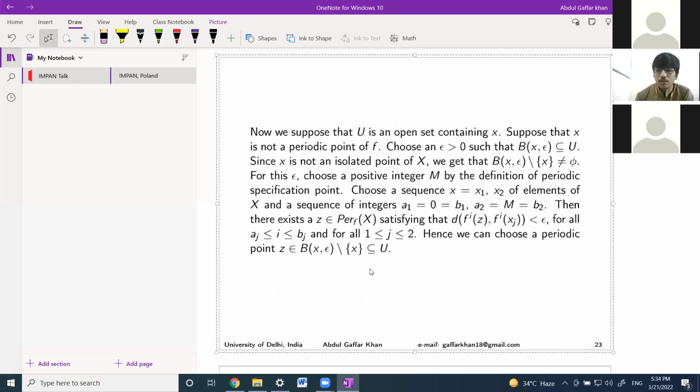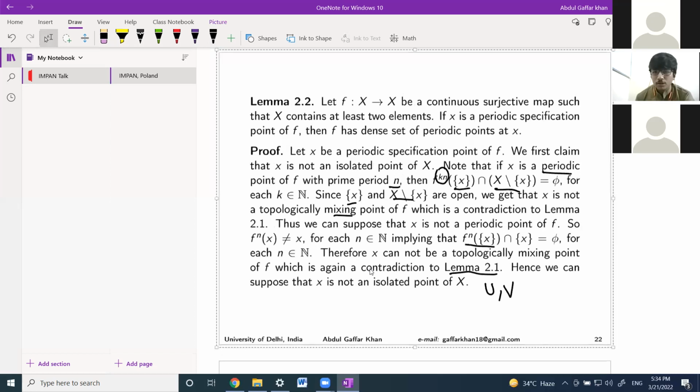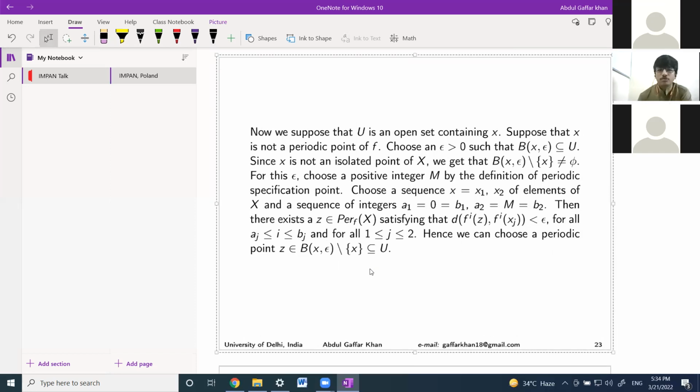So now we suppose that U is an open set containing x. So suppose that x is not a periodic point, because we have observed in the previous case that x is a periodic point, and that x is not an isolated point has been established. So further we assume that U is an open set which contains x, and suppose that x is not a periodic point of f. Now we are further assuming that x is not a periodic point, and we'll consider the case where x may be a periodic point, to establish that x can be seen as a limit of a sequence of periodic points.